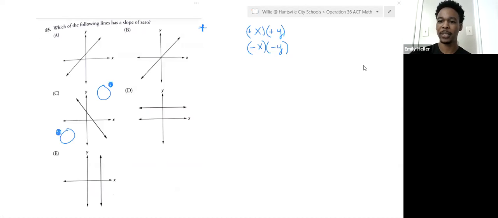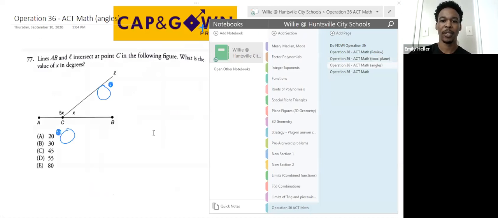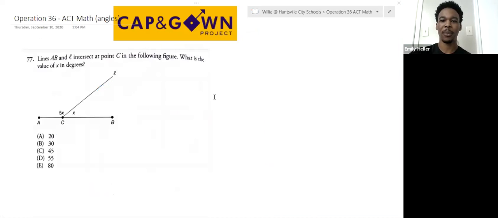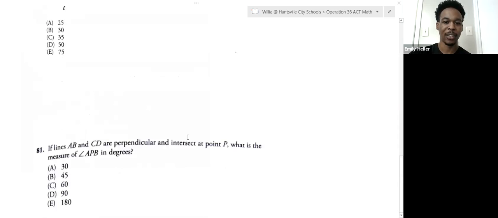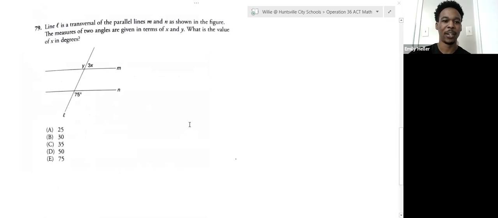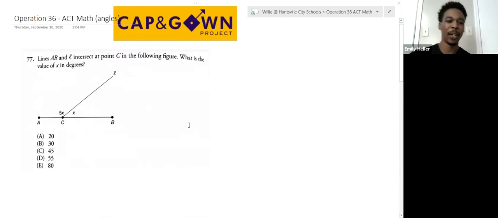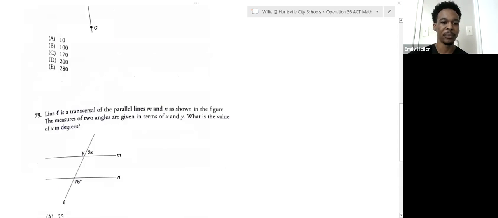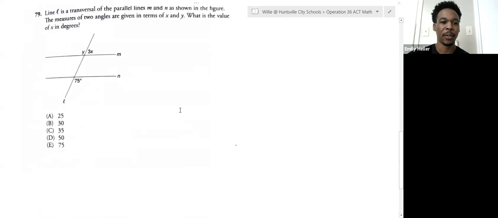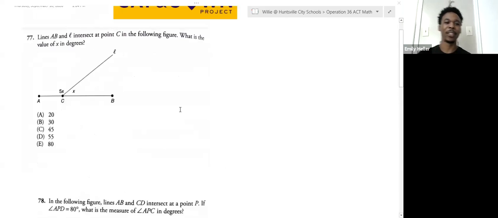And I've got a few more minutes. Let's clear this. Look at wherever number 77 is in that document. We'll do all four here. Let's do the first one together and then we'll do the rest. I want you guys to try it first and then we'll talk about it.